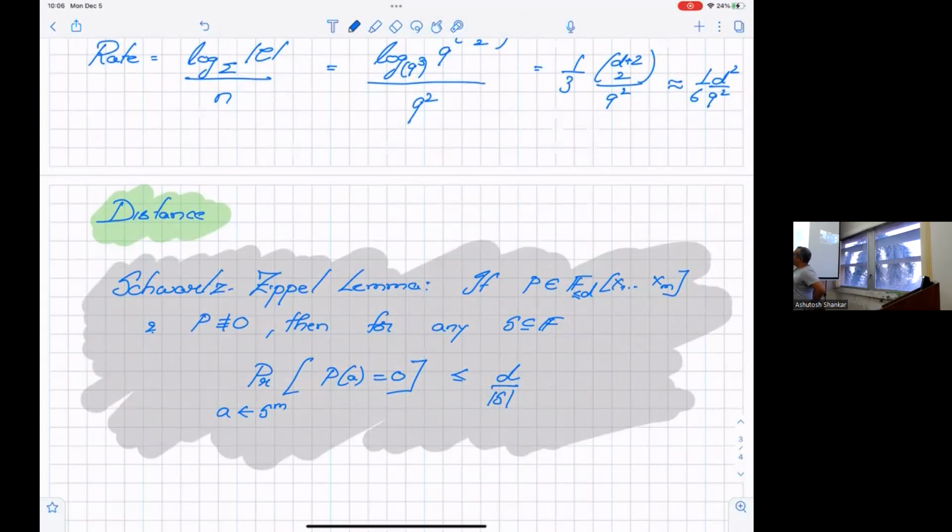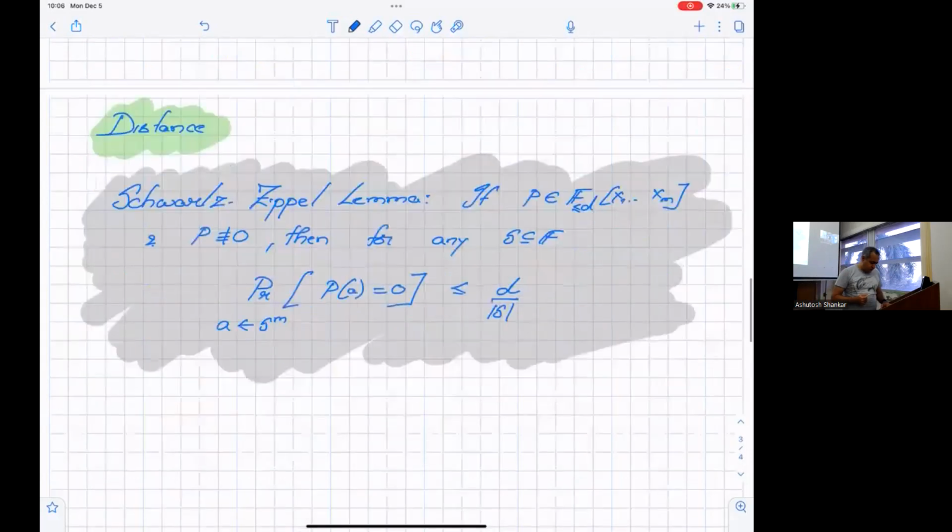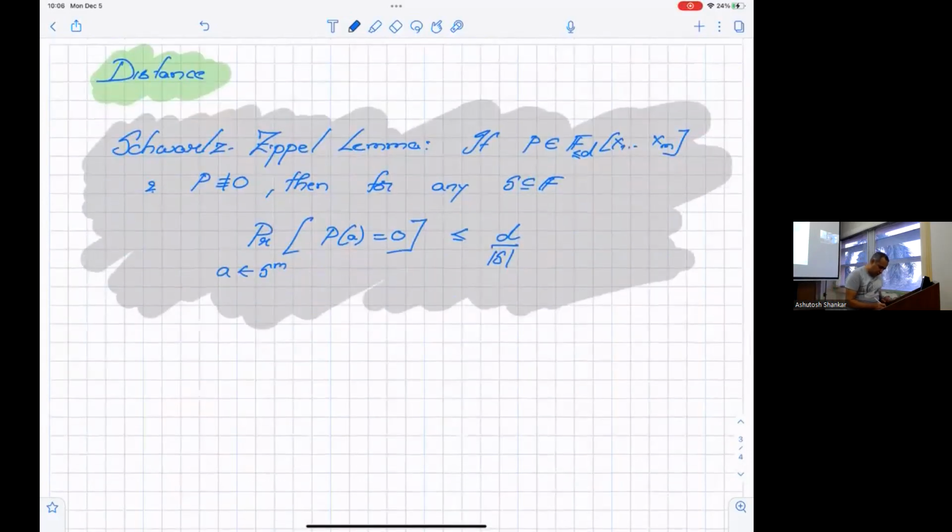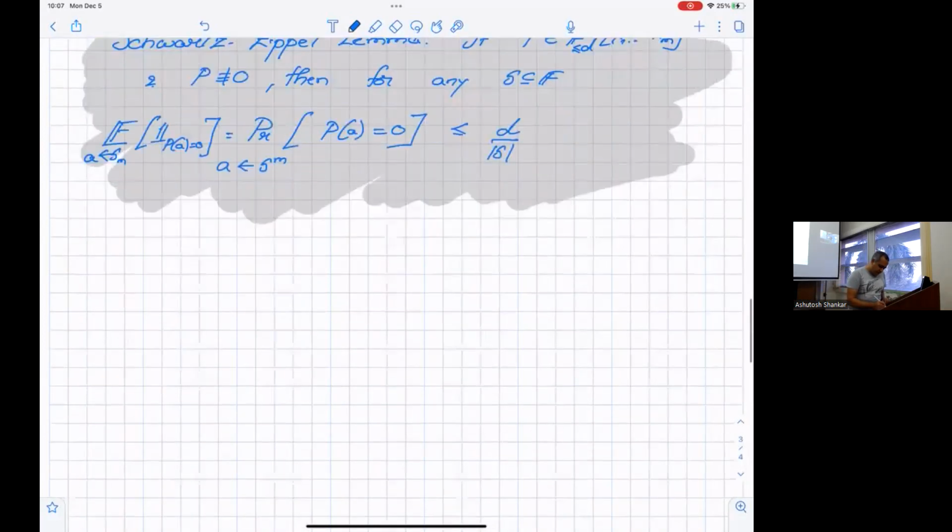I need the corresponding multiplicity version of this to get the distance for the multivariate multiplicity code. So let me rewrite this statement, generalizing it for the multiplicity case. An equivalent way of writing this is the expected value over a in S^m of the indicator that P(a) is zero. It's exactly the same thing. The probability is the same as the expectation of the indicator random variable of the event happening. Now, the extension to multiplicities.